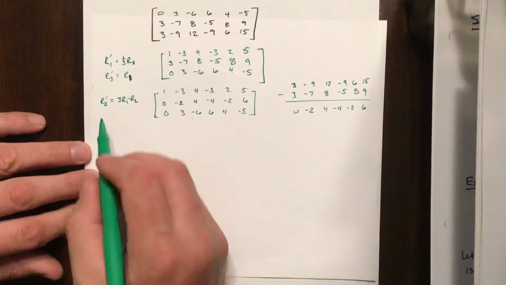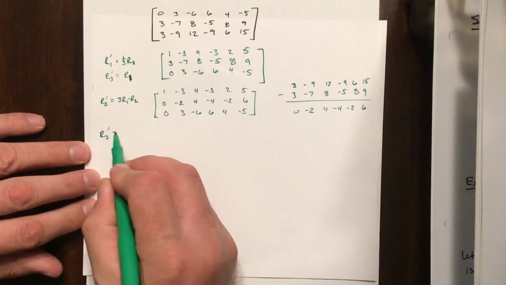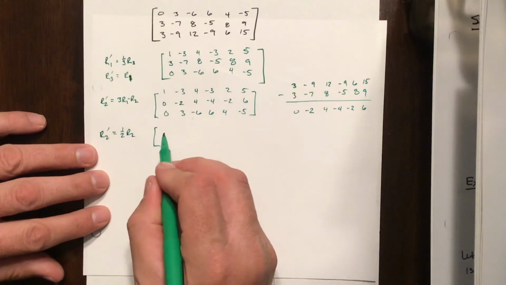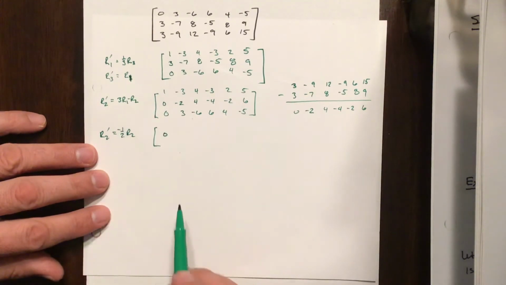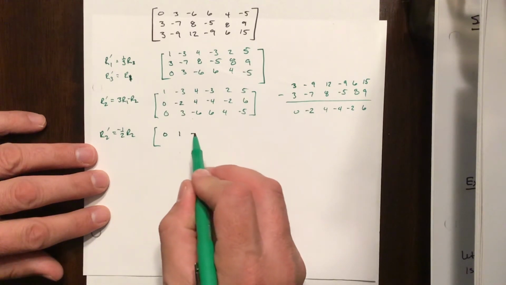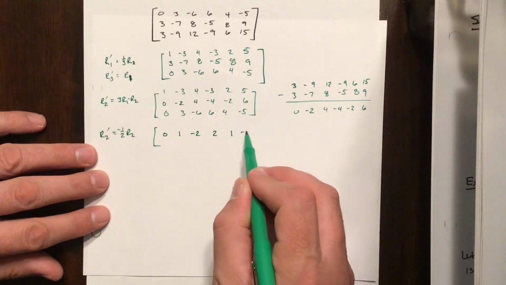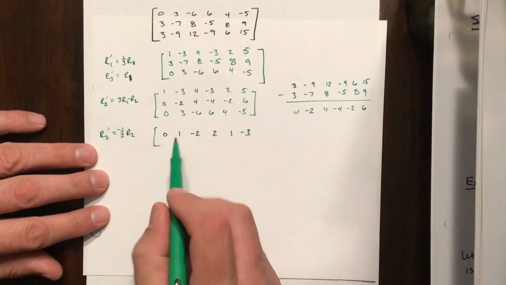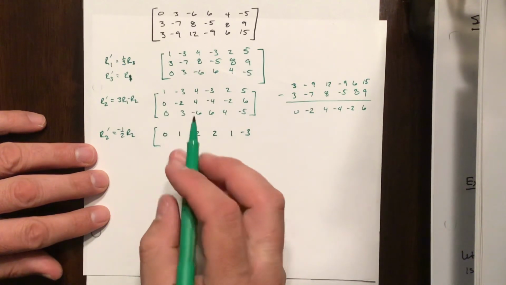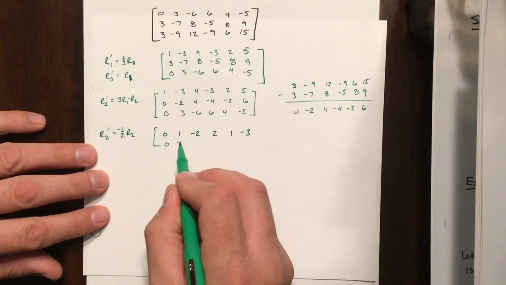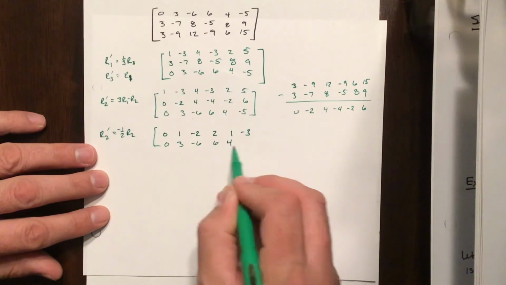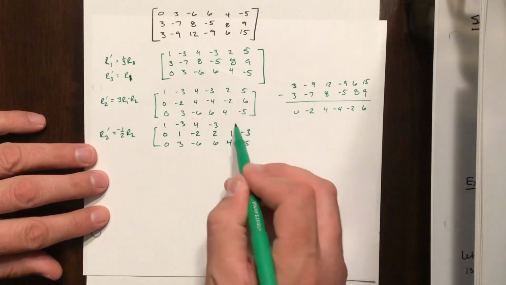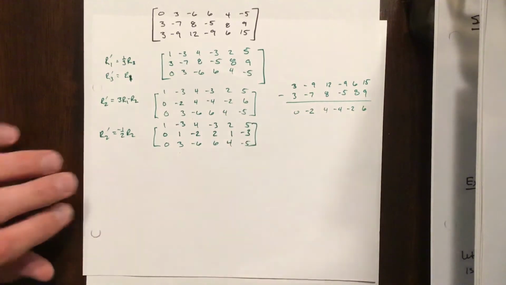So let's make row 2 prime equal to 1/2 the old row 2. So that's 0. Oh, it's going to be negative 1/2. I need to divide by negative 2. So 0, 1, negative 2, 2, 1, negative 3. I'm dividing the old row 2 by negative 2 so that I can make it start with a leading entry of 1. Then 0, 3, negative 6, 6, 4, negative 5, and 1, negative 3, 4, negative 3, 2, and 5.